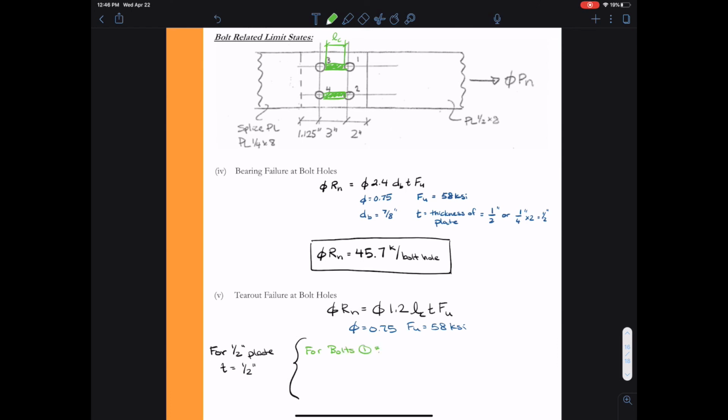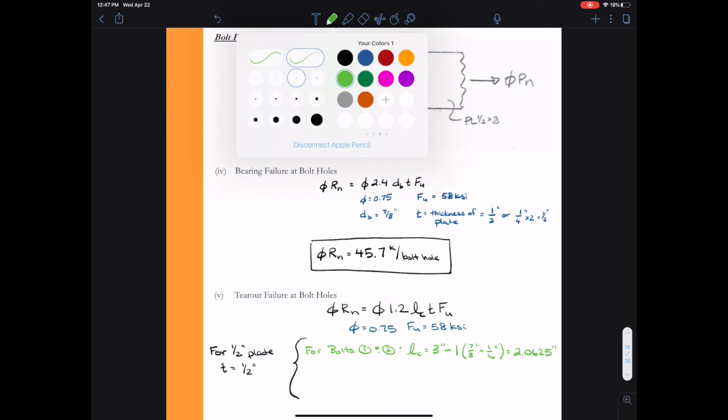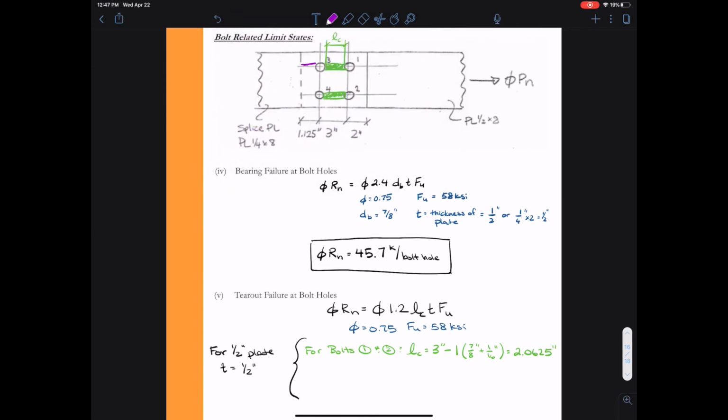So my clear length L sub C is what I've shown there in green. For bolts 1 and 2, L sub C is going to be the spacing, or the stagger, of 3 inches, minus 1 hole diameter, so 1/2 a hole on either side. We can get this hole diameter by taking 7/8 inch plus 1/16 of an inch, since we're less than a 1 inch diameter bolt, and that'll give us 2.0625 inches. We can also get the hole diameter directly from table J3.3.